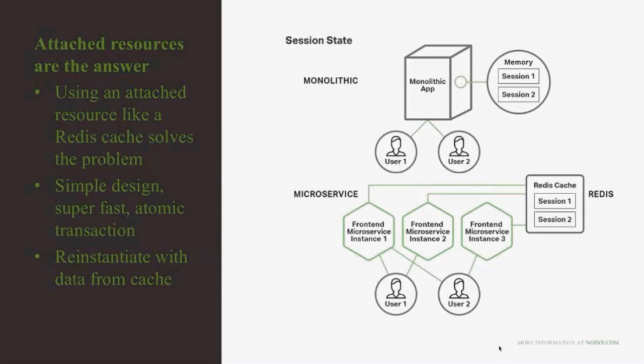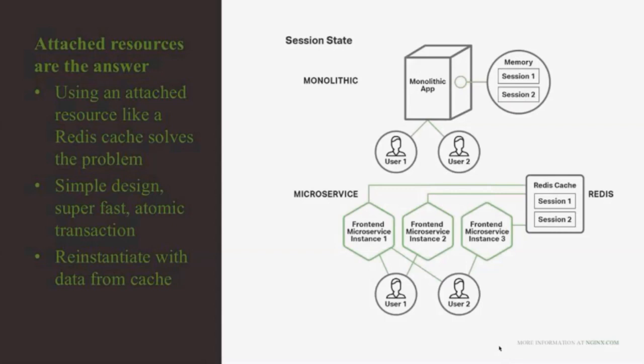If you compare and contrast the way that session is managed in a monolithic application, the data is stored in memory in your monolithic application, and every user can access their session information through that monolith. In a microservice environment, you have multiple instances, and the user is accessing those instances on a per-request basis. They don't know which instance they're going to access. So how do we keep state?